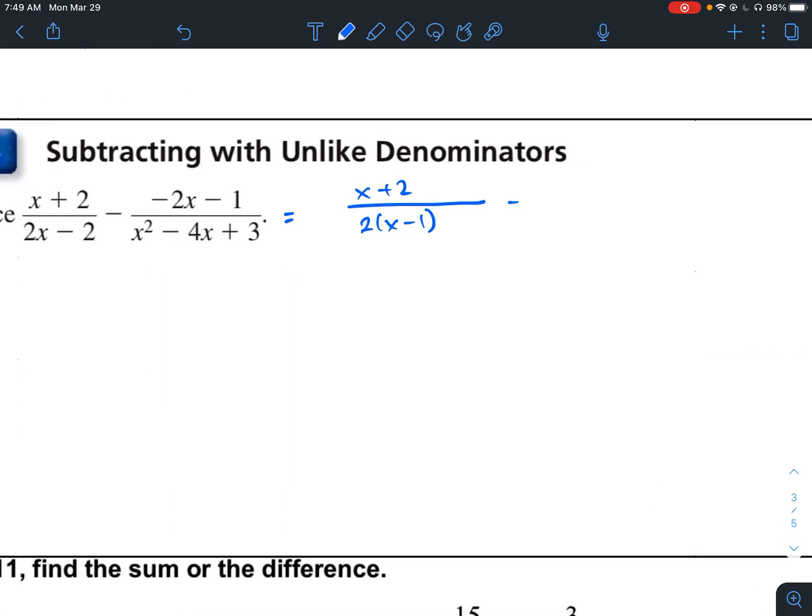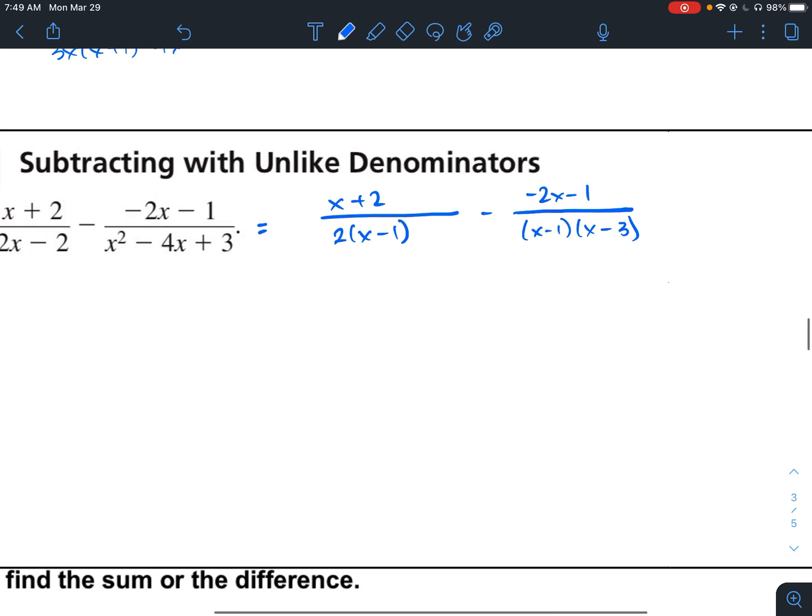Minus, and I have negative 2x minus 1 on the numerator here, and if I factor the denominator here, I need two numbers that multiply to be 3, but add to be negative 4, so that would be x minus 1, and then x minus 3.